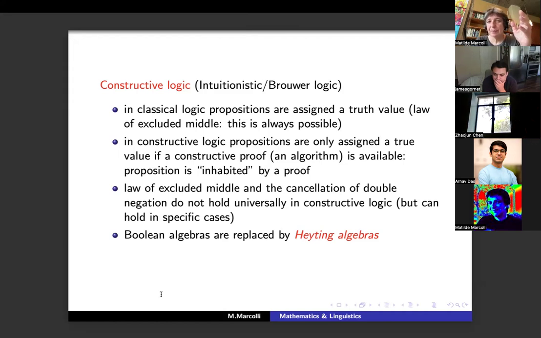In particular, this means that you don't necessarily have the excluded middle anymore. And in general, you don't necessarily have the cancellation of the double negation either. Of course, this can hold in specific cases, but not in general. So the punchline is that the basic object that replaces the Boolean algebra in constructive logic is a Heyting algebra.